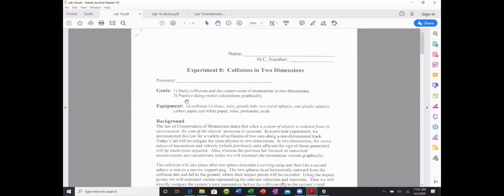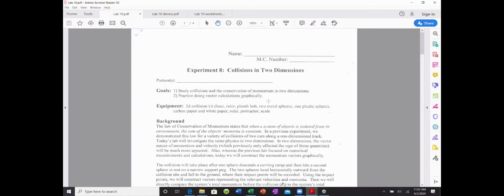So what does it say we're going to study? Study collisions and the conservation of momentum in 2D. Practice doing vector calculations graphically. Now, Monday's test is about momentum and energy. So it mentions energy a little bit, but clearly the focus here is on momentum if we're talking about collisions, and the focus is on vectors.